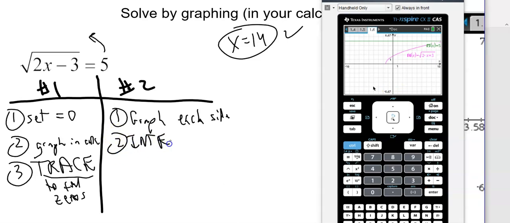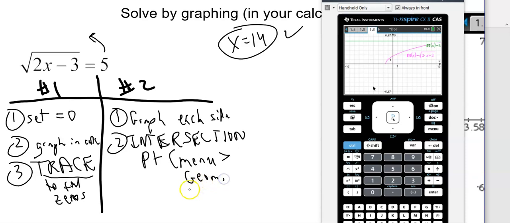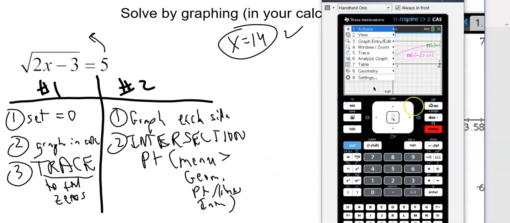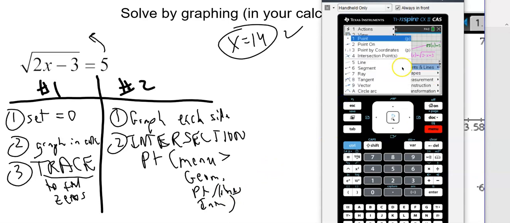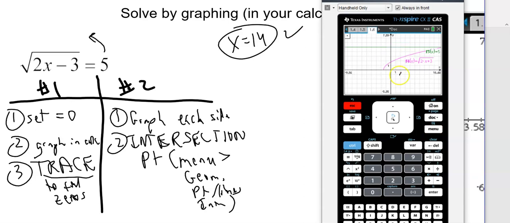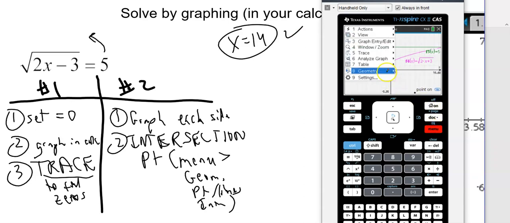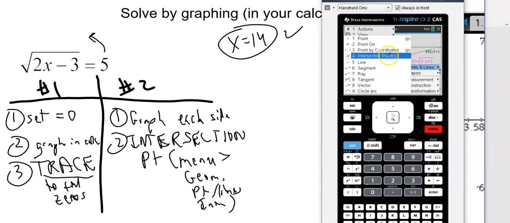So it's a different command, intersection point. So you get that by hitting menu, geometry, points and lines, intersection point.